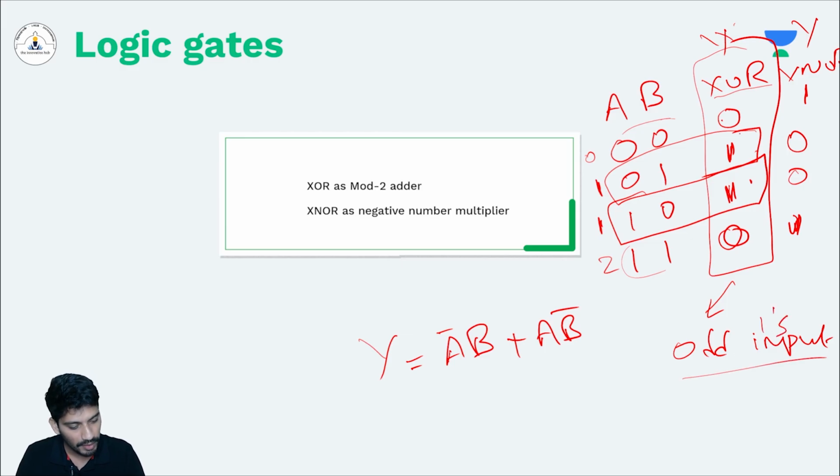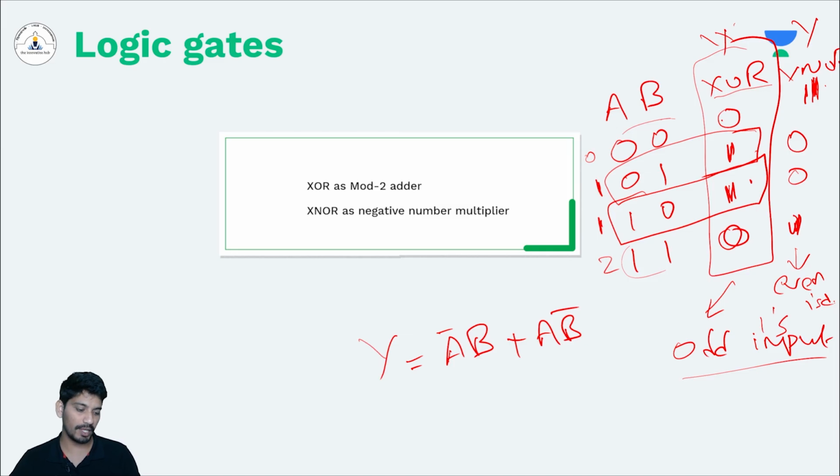And similarly, the output of XNOR will be 1 when there is an even number of ones, right? So XNOR gate you can use as an even ones detector. So that is the purpose of XOR and XNOR gates, right?